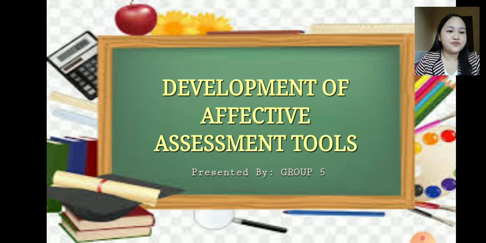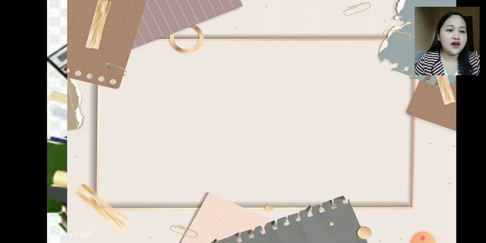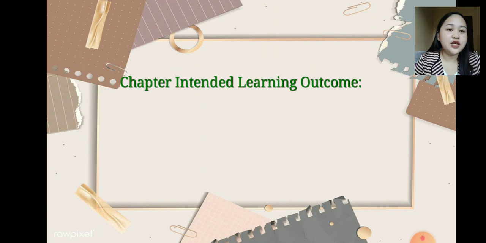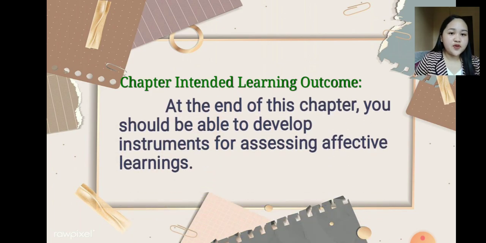So, moving on. Okay, this is our chapter intended learning outcome. At the end of this chapter, you should be able to develop instruments for assessing affective learnings. So, according to our reference, the relevance of affective targets, attitude traits, and how these concepts are related to student learning were discussed in the preceding chapter. So, this assessment of the affective domain is one of the requirements of the 21st century teaching-learning proposition. So, that's why we have to learn about this.